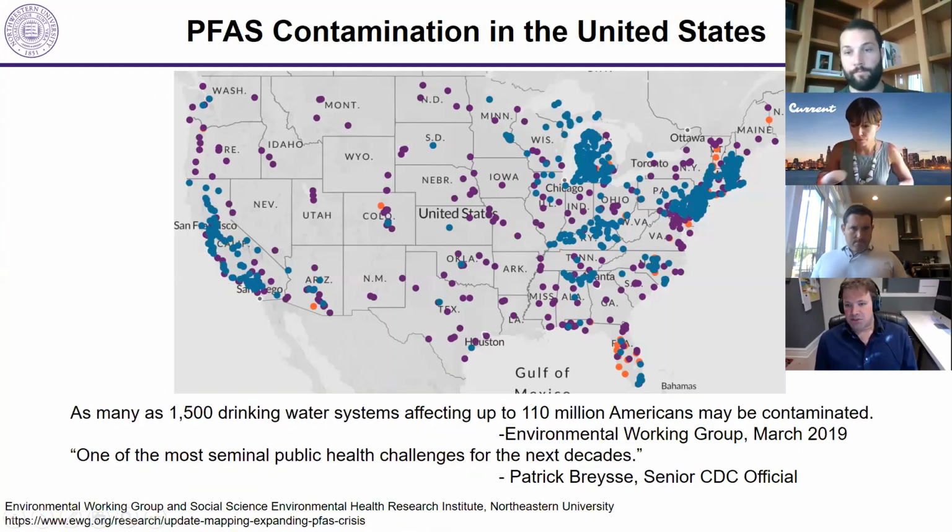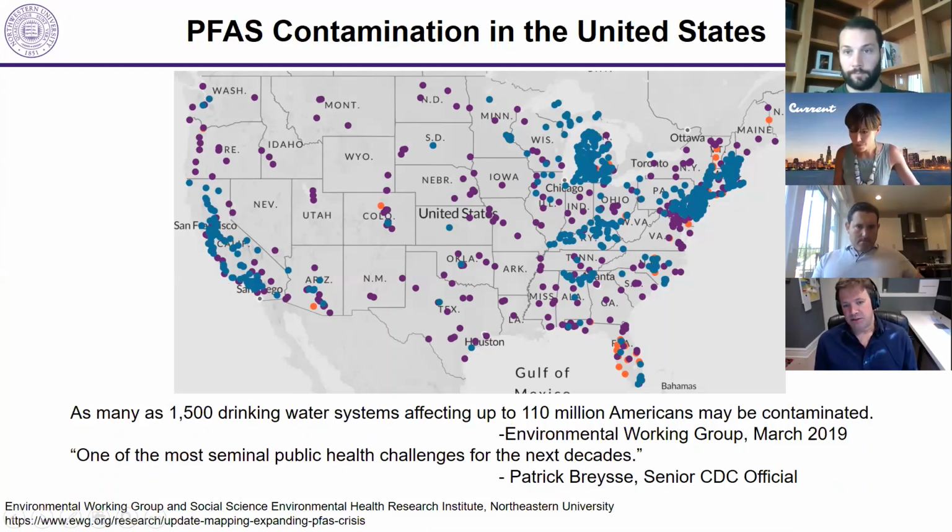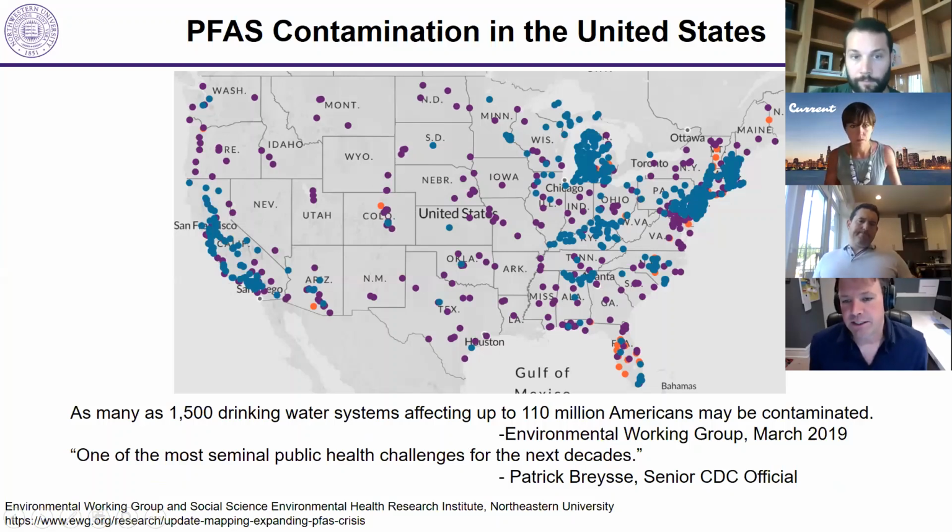Every 6 months or so, the Environmental Working Group and Northeastern University come up with an updated map where in the United States these compounds are known to be problematic, and inevitably more dots appear on this map every 6 months. And the purple locations on this map are all military installations, and we'll talk about exactly why that would be the case very soon.